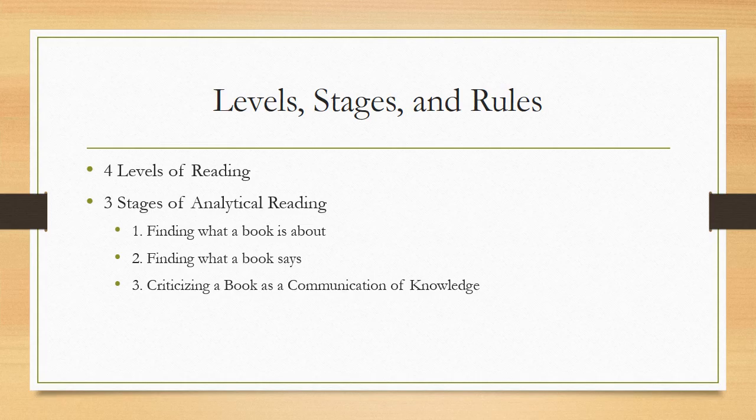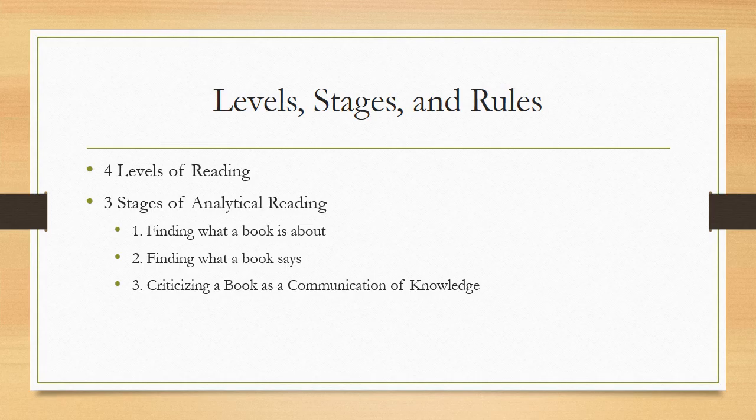Well, finding what a book is about is figuring out its subject matter or topic. So maybe you're reading a book on global warming. Maybe there's a specific issue within global warming, such as deforestation, and it takes you a little bit of inspectional reading to figure that out. That's stage 1 here.